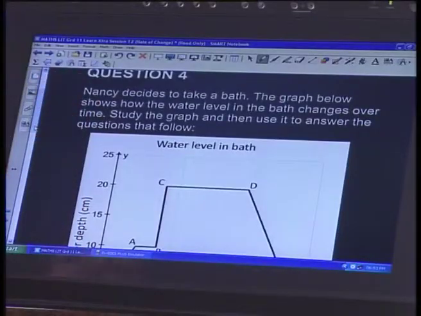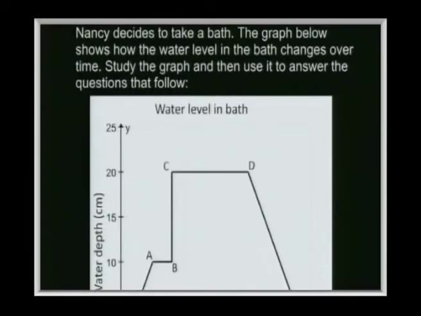Shall we move on to question 4? Question 4 is a bit of a different question. It's all about getting in and out of the bath, which I'm sure you'd love to do at this point in time, but we've got a bit more learning to do. So let's have a look at question 4. Nancy decides to take a bath. The graph below shows how the water level in the bath changes over time. Study the graph and then use it to answer the questions that follow.